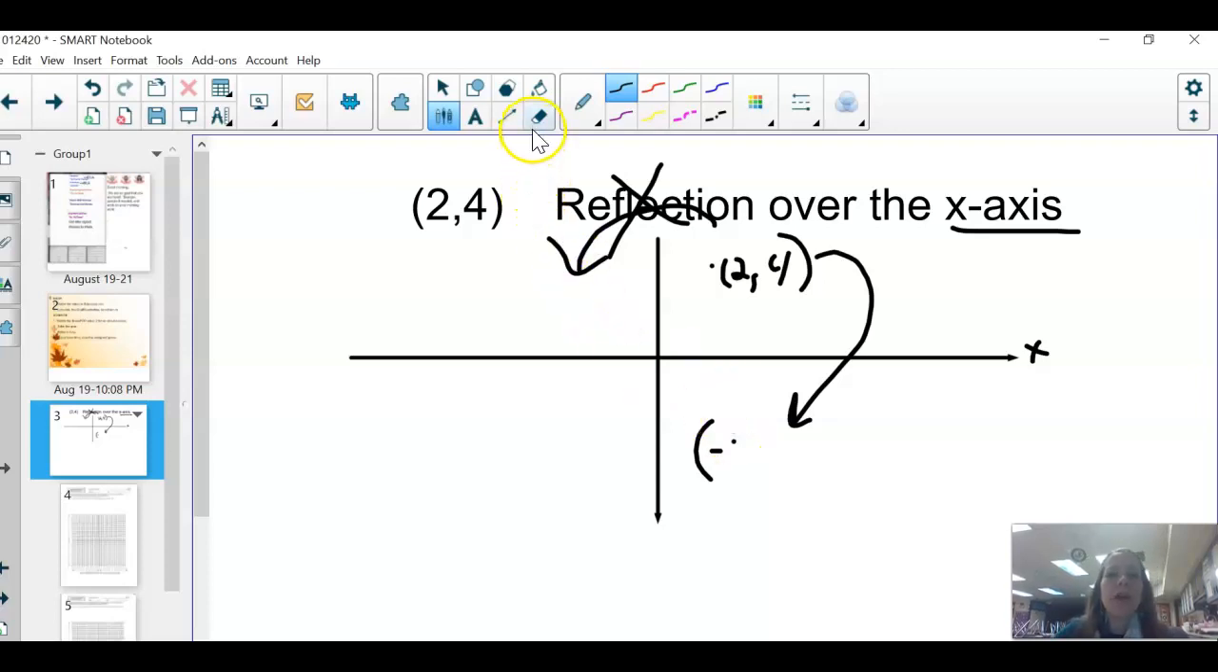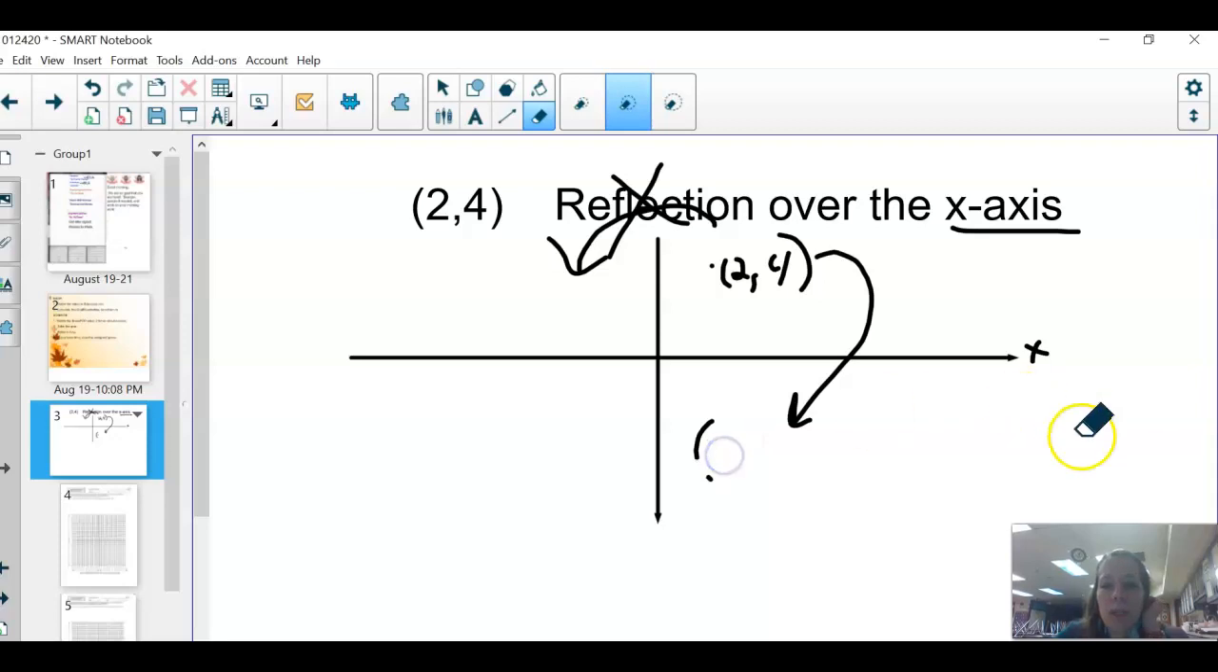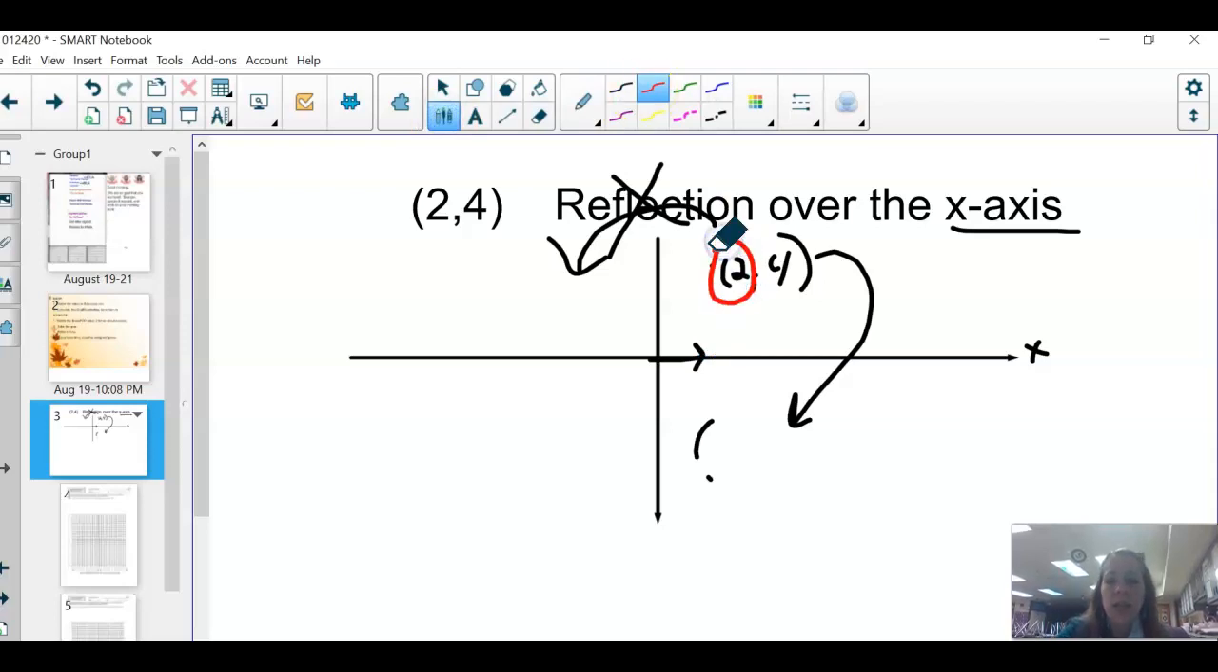Okay, so now I have to decide what is the name of the point. Okay, y qué es el nombre de este punto. Okay, and so I have to think which is going to change. ¿Cuál va a cambiar? The 2 or the 4? Well, I'm still to the right. Okay, I'm still going to the right. So this one, the first one, the x-axis, that's not going to change. That's going to stay the same. Este va a quedar mismo.